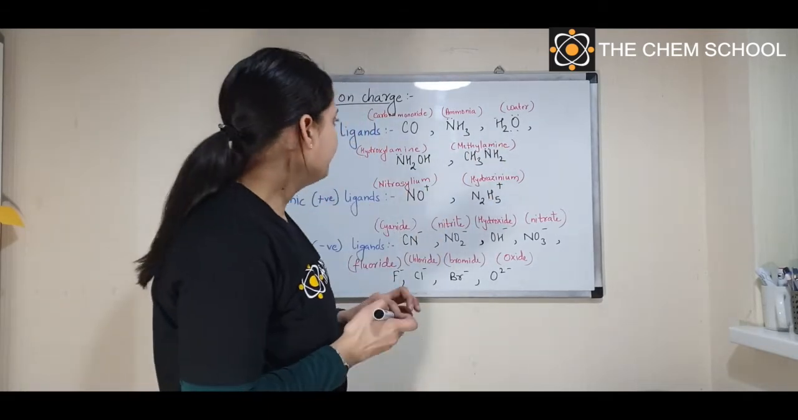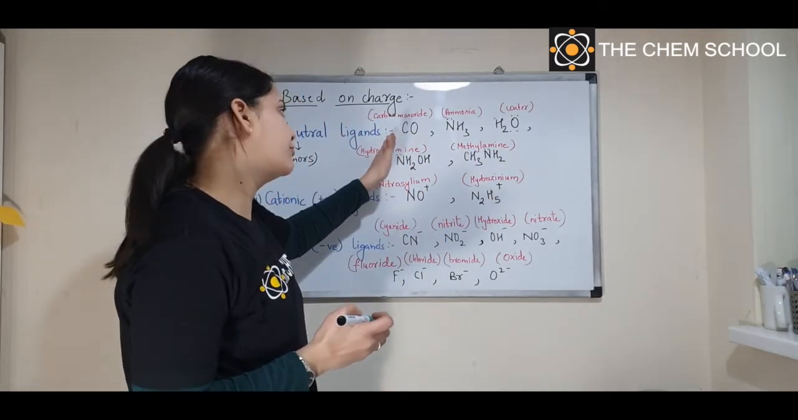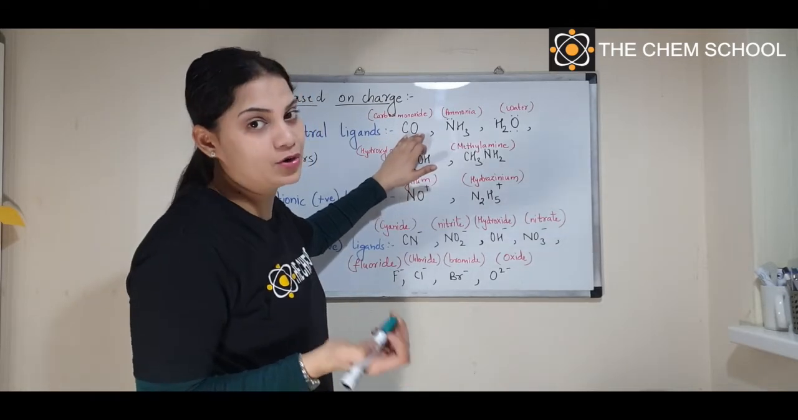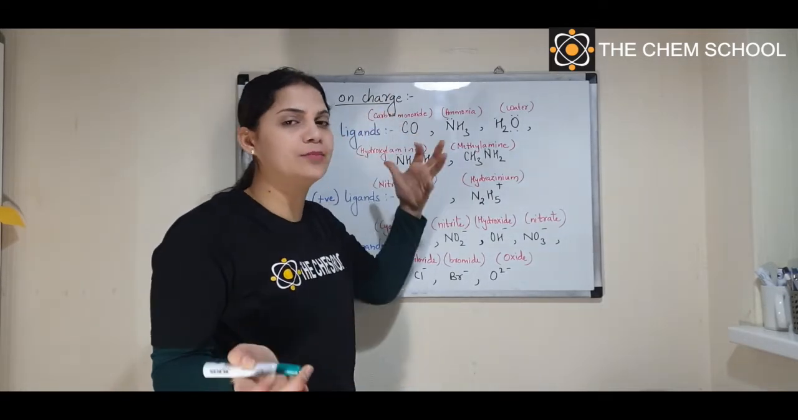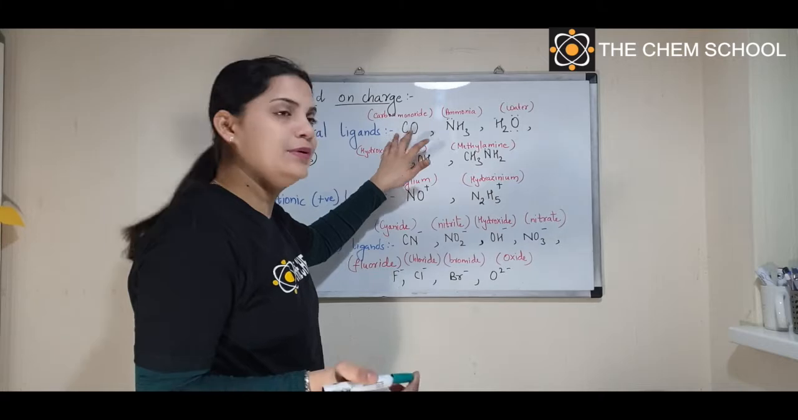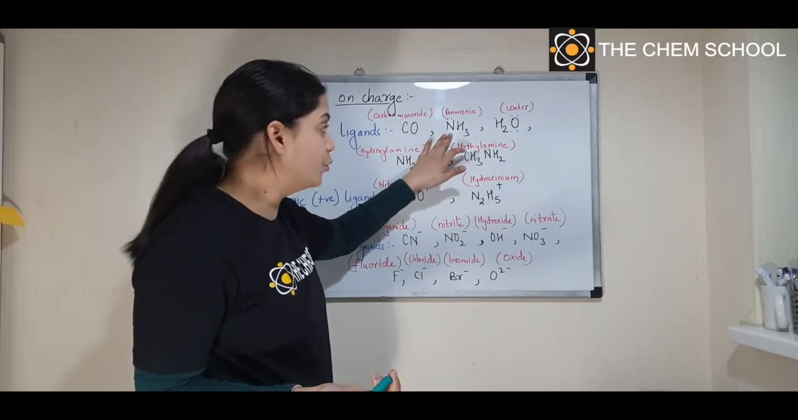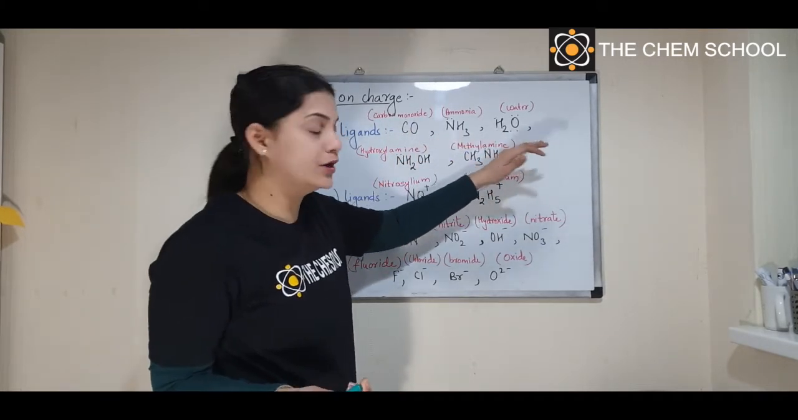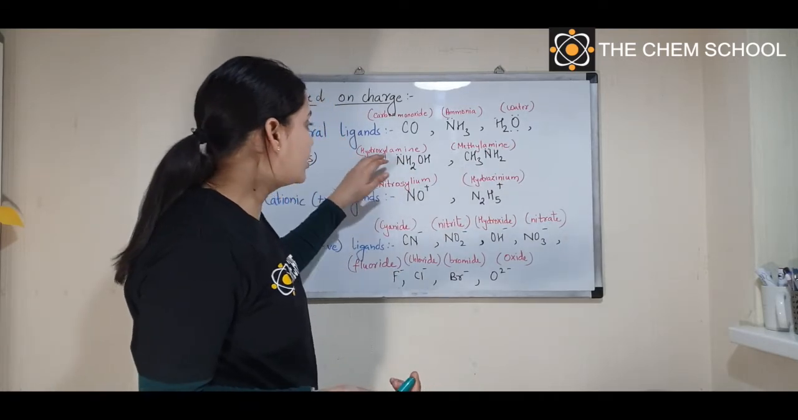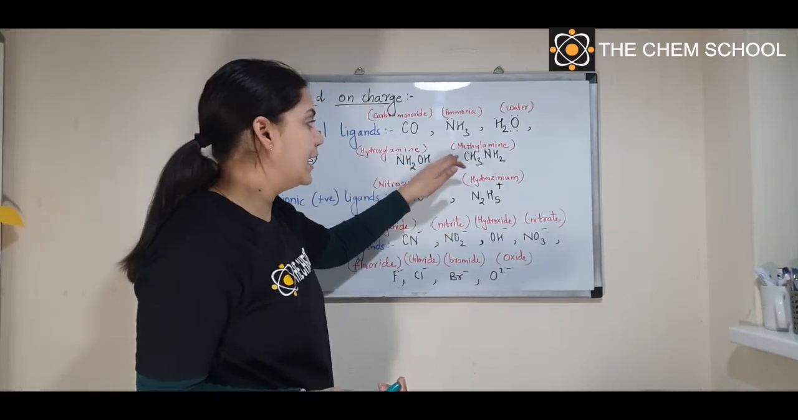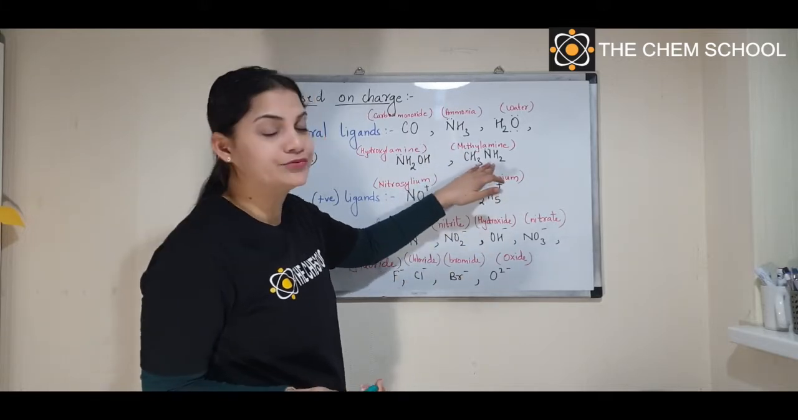So now you have carbon monoxide. Either carbon can donate the pair of electrons or oxygen can donate the pair of electrons. They are called ambidentate ligands. We'll talk about them later. So carbon as well as oxygen both can be the donor. Here nitrogen will be the donor in ammonia. In water, oxygen will be the donor. In hydroxylamine, that is NH2OH, nitrogen will be the donor. In methylamine, again nitrogen will be the donor.